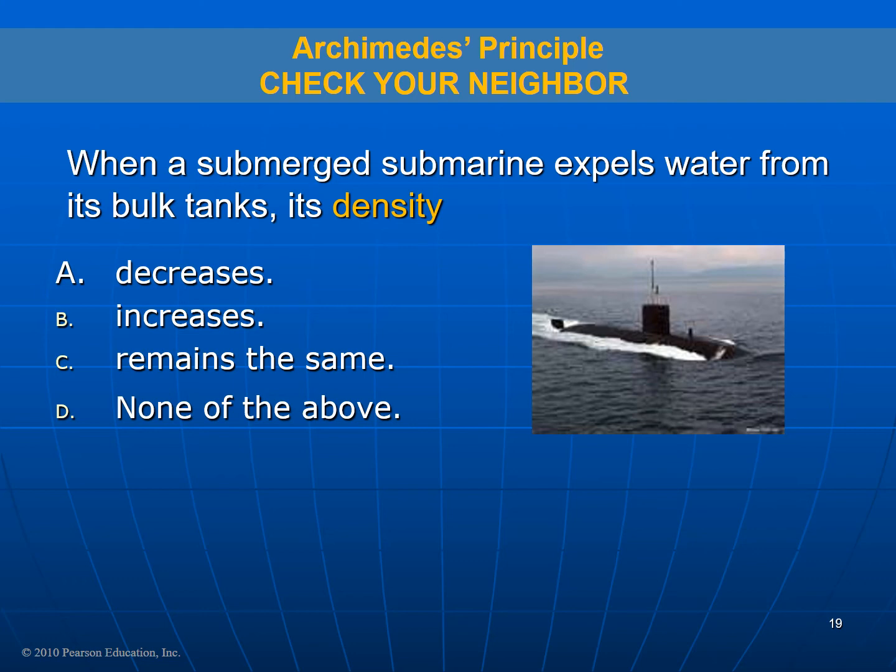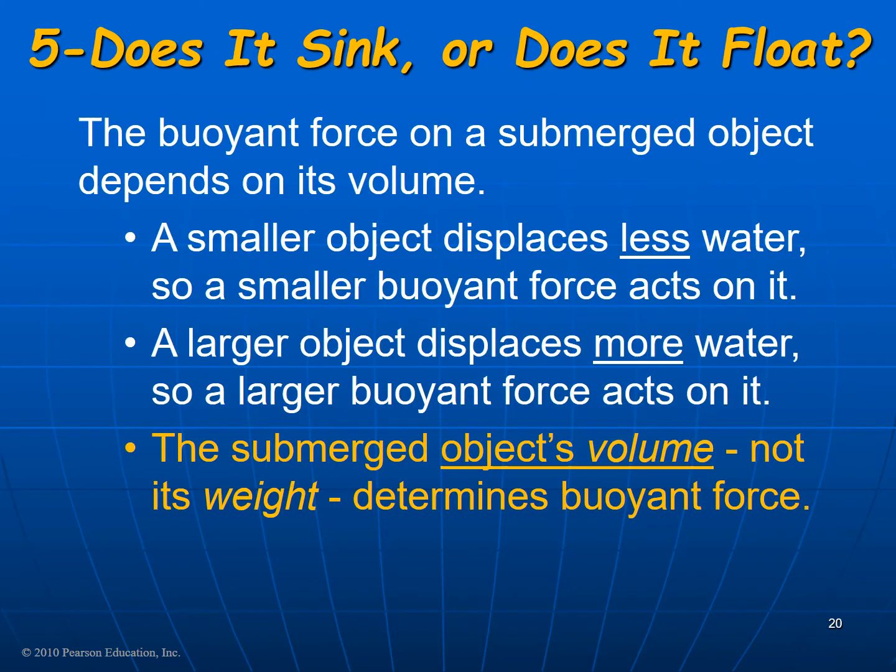When the density of the submarine is less than the density of water, it will float up. If the density of the submarine is greater than the density of water, it will go down. So, does it sink or does it float? The buoyancy force on a submerged object will depend on its volume.